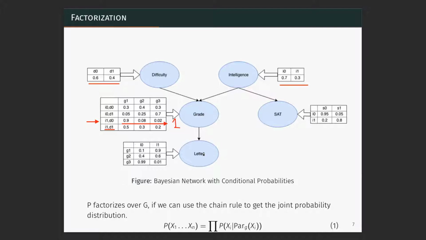Now, what happens with letter? Even though the difficulty influences grade, why does difficulty not influence letter? Actually, it does influence, because if the difficulty is low, probably the grade is going to be higher, and probably the letter will be better. But in this graphical model, we see that only the grade is what the letter is conditionally dependent on. So if, for example, a person got a good grade, which is G1, the probability of having a letter is 0.9, which is high, which makes sense.